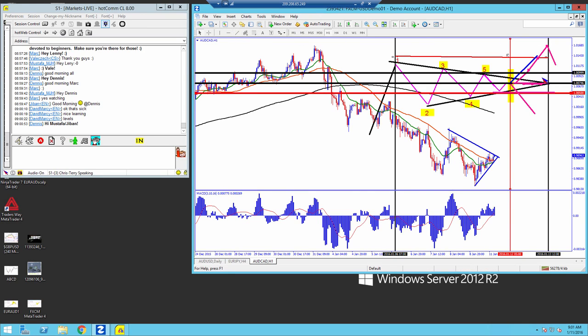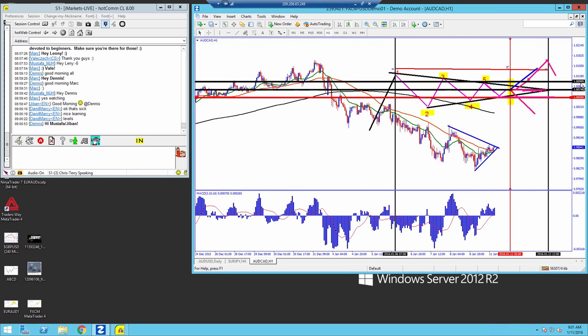However, if in fact it does break out to the upside, the first pullback is always also the best to enter into a trade. So for instance, let's just say it broke out and you spotted it. You wait for that first pullback.